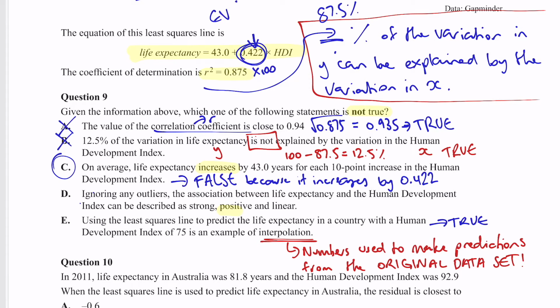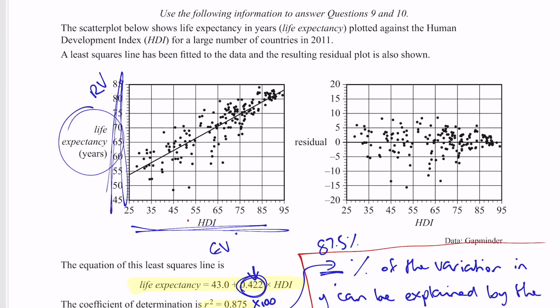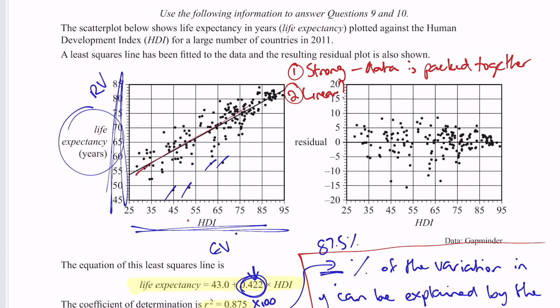D, ignoring any outliers, the association between life expectancy and the HDI can be described as strong, positive, and linear. So it's saying ignoring any outliers. So if we go to our graph here, if we ignore these outliers, do we have a strong, positive, linear relationship? So firstly, is it strong? Yeah, it's strong because data is packed together closely. So that's why it's strong. Second, is it linear? It's linear because you have a straight line.